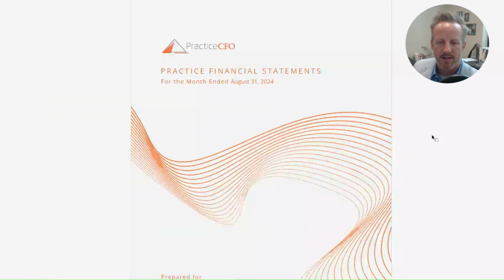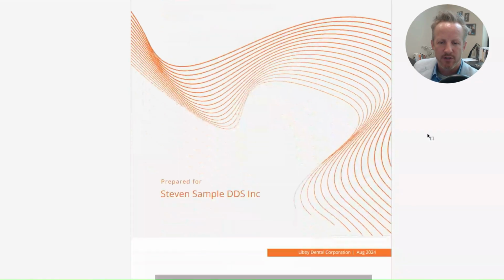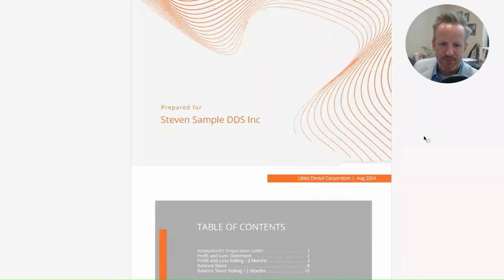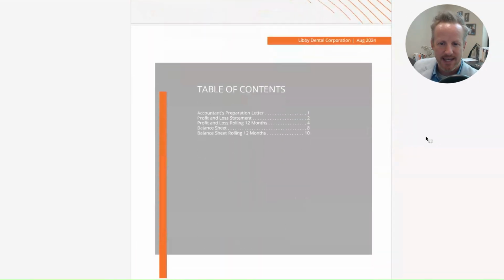I'm on page 1. This is the title page. I'm going to scroll down. This was prepared for Stephen Sample DDS Inc. And I've got a table of contents. And generally, if it's prepared by a third party, i.e., not yourself, there should be an accountant's preparation letter and then the profit and loss statement.